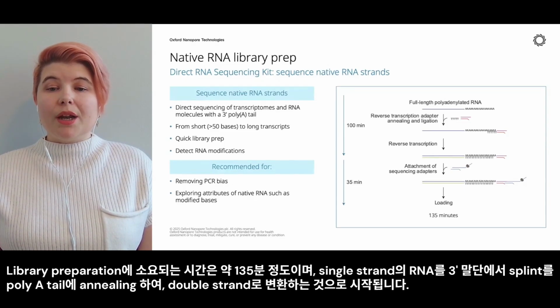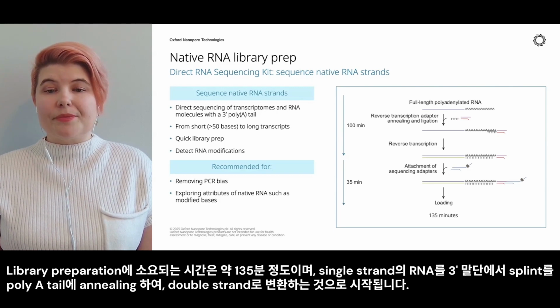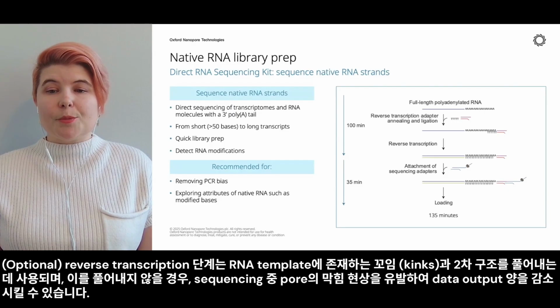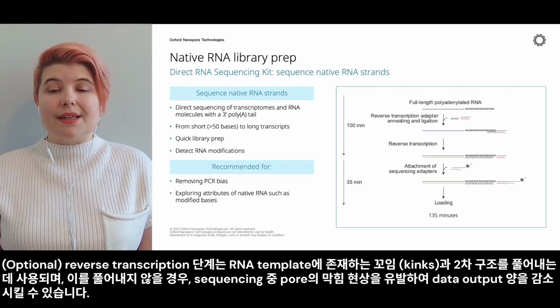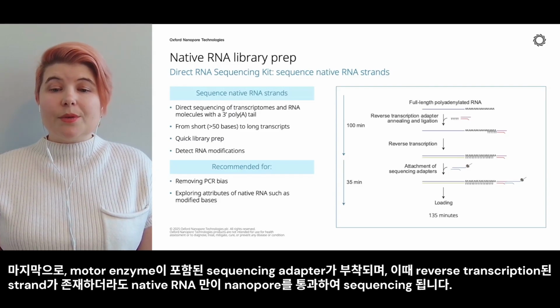The simple 135-minute library prep method begins with conversion of a single-stranded RNA to double strands at the 3' end by annealing a splint to poly-A tail. An optional reverse transcription step is then used to iron out the kinks and secondary structure present in RNA templates, which can lead to blocking and reduce yields during sequencing if not straightened out. Finally, a sequencing adapter featuring the motor enzyme is attached.